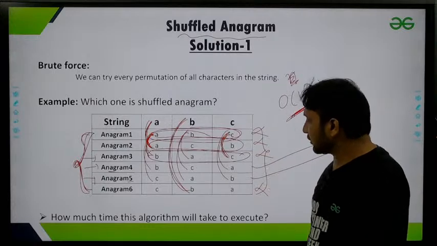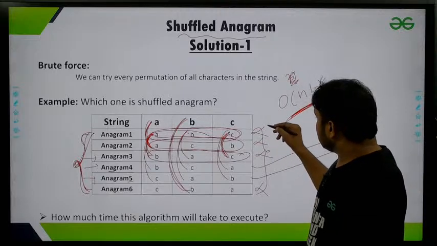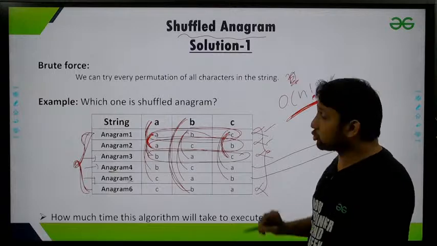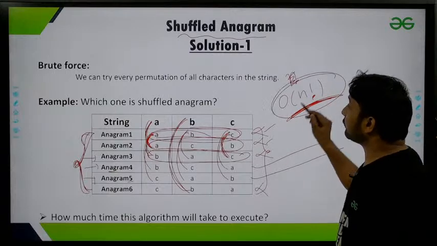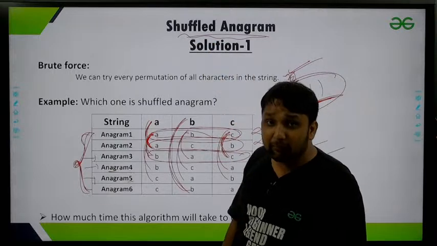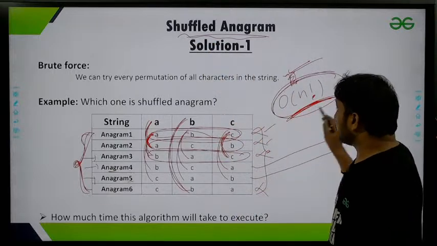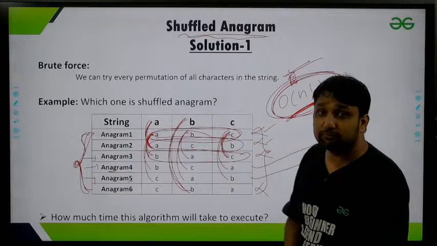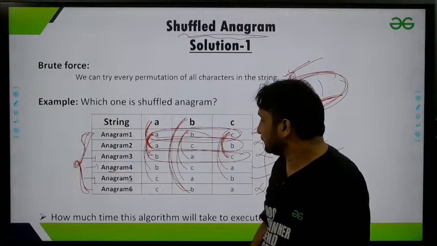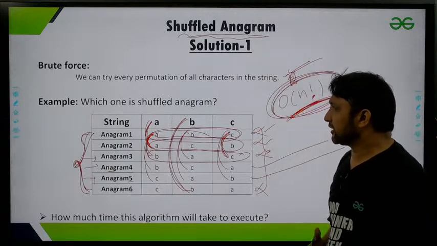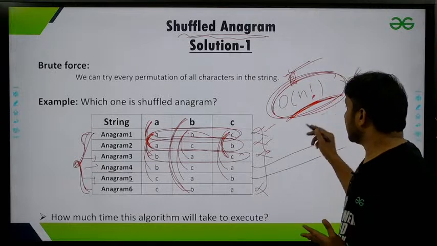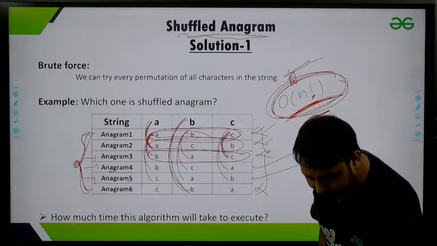After that I am searching over that. So even to check every string, again that will take n factorial. So total complexity will be n factorial. For this algorithm, to find out the shuffled anagram, the complexity will be n factorial, and that is the very worst complexity actually. Okay, so let's see whether we can improve over it or not.